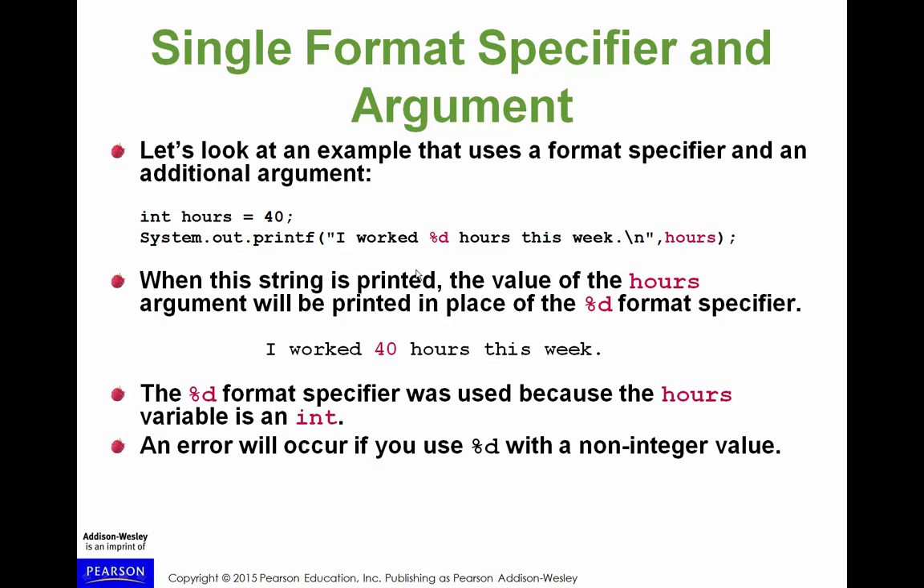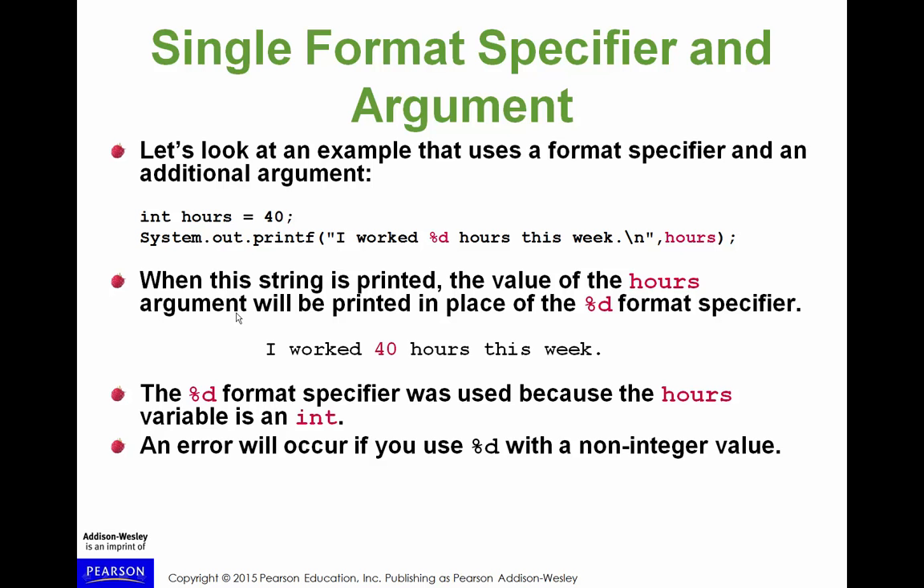And so when this line is executed by your program, it looks like this. I worked 40 hours this week. It just substitutes the 40 for this %d. And since there's a space before and a space after the %d, you get a space before the 40 and a space after the 40, and it looks nice.